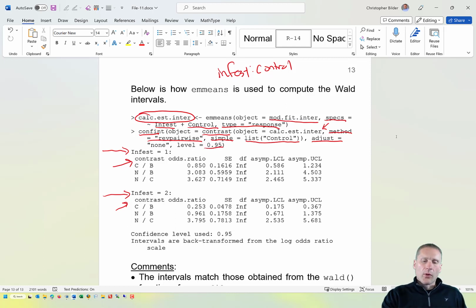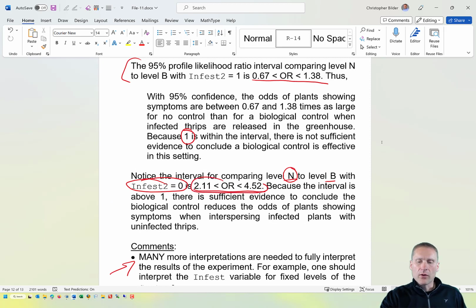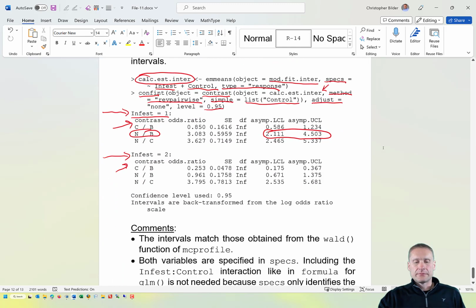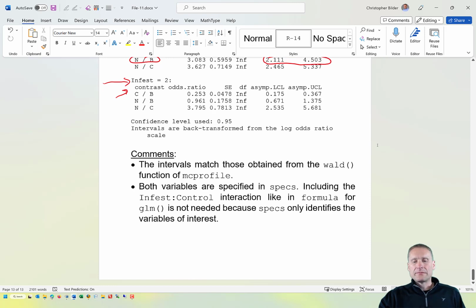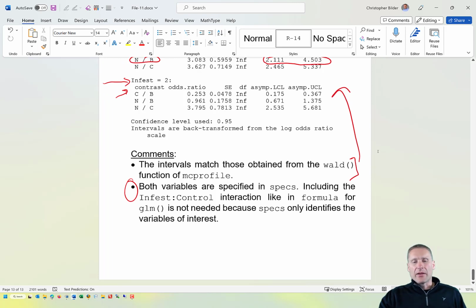So, for example, if I want to compare N to B when infest is equal to 1, notice what I get: 2.1 to 4.5, which is very, very similar to what we saw before with a profile likelihood ratio interval. Why are they similar? It's because we have a large sample size. Okay. So, the results from using the mcprofile package match with what we have there, so that's good. And I've already talked about this second comment there.